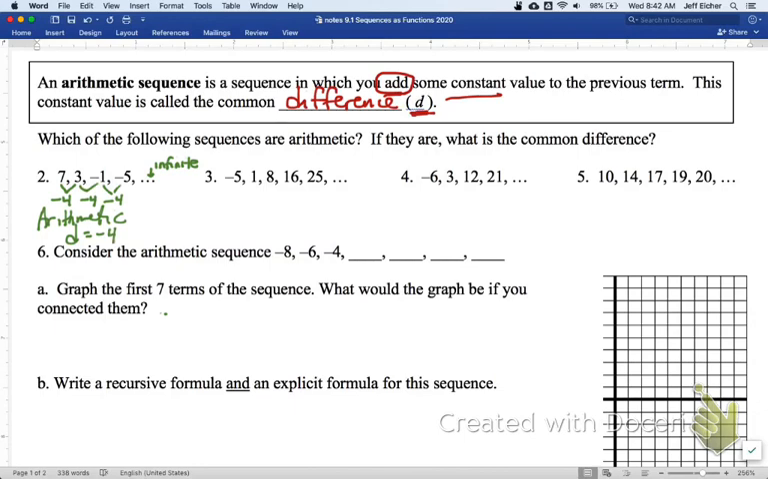How about you pause this video and see if you can do 3, 4, 5. So pause this video, do 3, 4, 5, and I will have the answers posted momentarily.